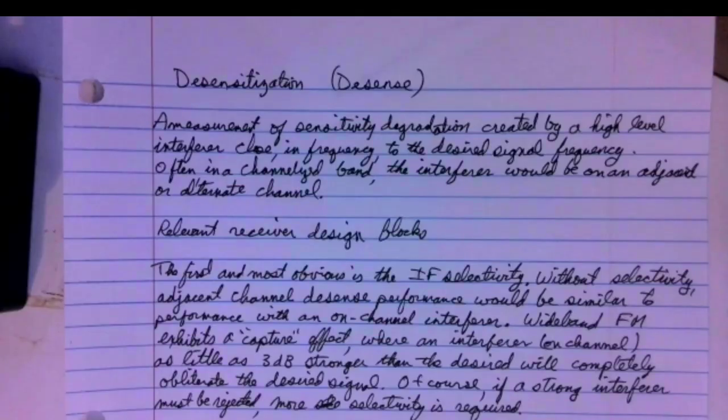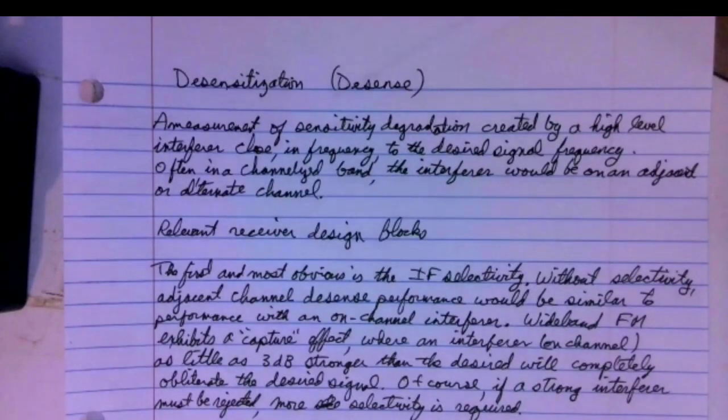Okay, let's talk about desensitization. It's the first of the receiver specifications we've talked about that will involve an interferer. Desensitivity is degradation due to the presence of an interferer. Usually the interferer is going to be close in frequency to the desired frequency, many times on an adjacent channel, where you measure desense. So it could be an alternate channel.